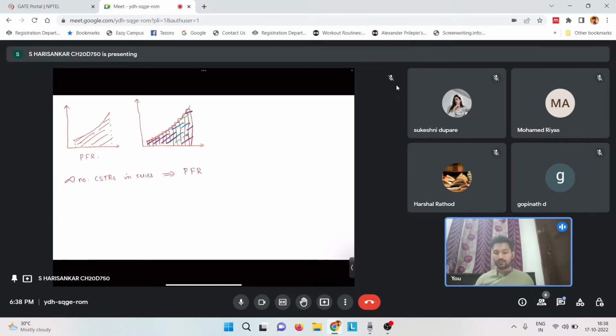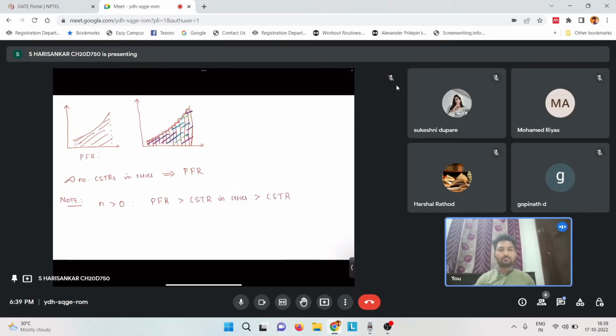Okay. So that is one more thing that I wanted to tell you guys. Okay, fine. So just a note in general, if your order of reaction n is greater than 0, PFR will give a better conversion compared to CSTRs in series or a CSTR of the same volume. Okay, so note that point.